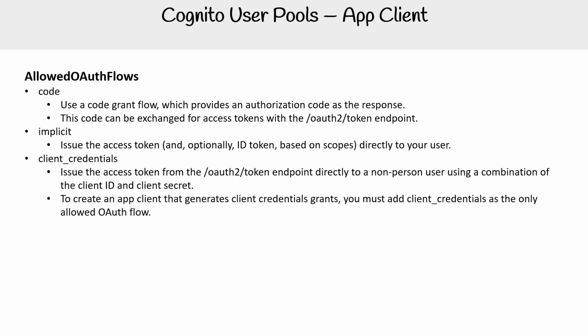To create an app client that generates the client grants, you must add client credentials as the only allowed OAuth flow. Sorry, there's a lot of words that trip me up here in this Cognito section, but you'll notice some of these terms come back to the section that we were talking about, the OAuth authorization framework. And so you can see that AWS is following that RFC with some of these things here. So that, again, just kind of ties back. If you want to know more about that, you go read that document I talked about, okay?